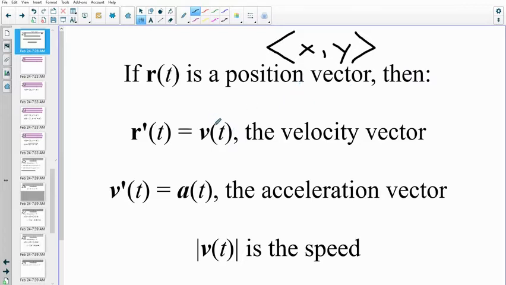The derivative of position is velocity, and the derivative of velocity is acceleration, but these are also vectors. And so we'll see in just a minute what a velocity vector looks like, an acceleration vector, but basically it gives you more than just a number. It also gives you a direction. And then this may be not as familiar to you, but the magnitude of the velocity vector is the speed. And speed is just a quantity, just a numerical value.